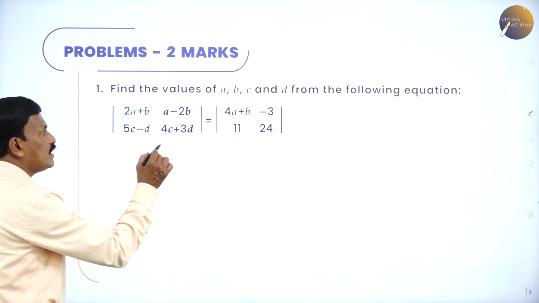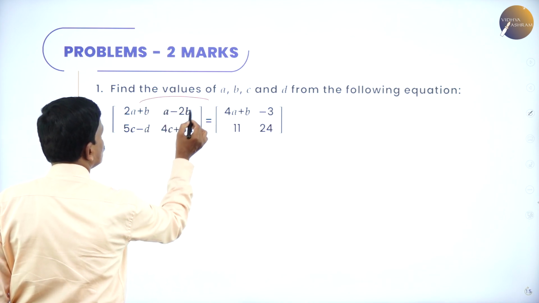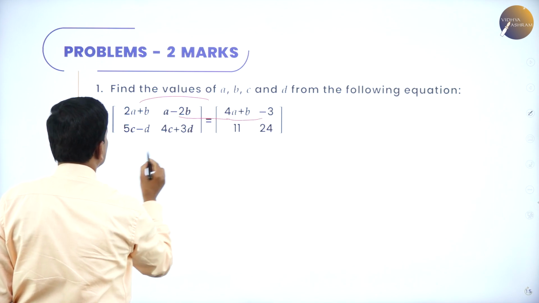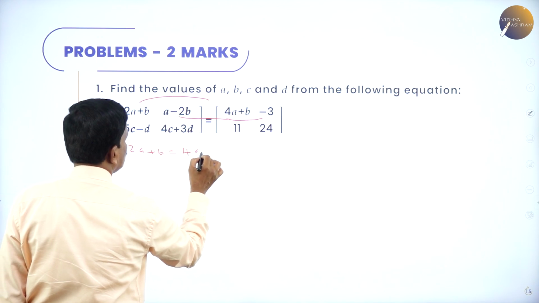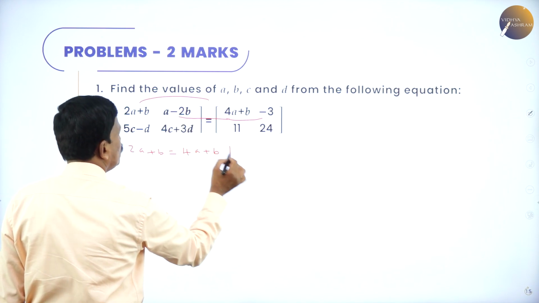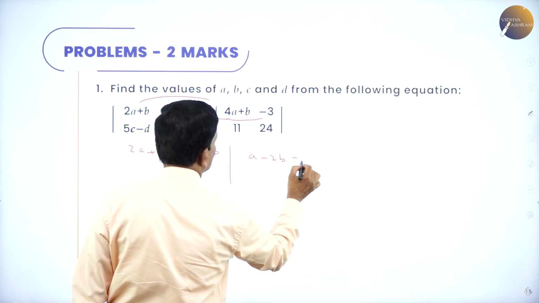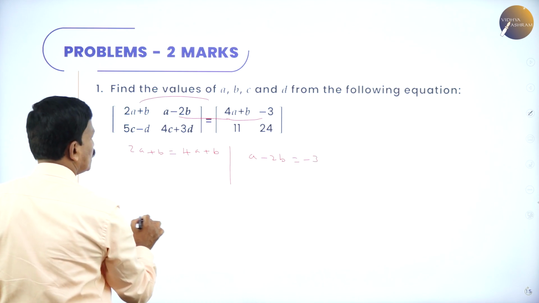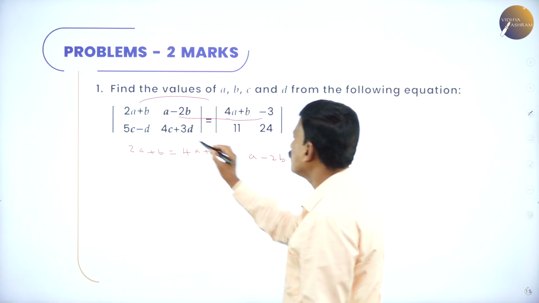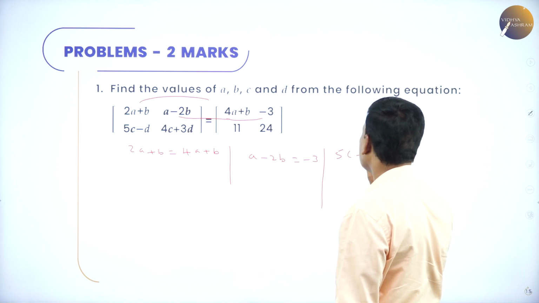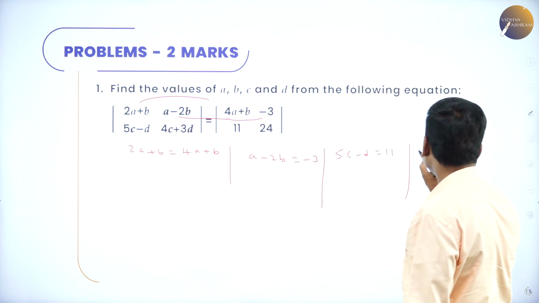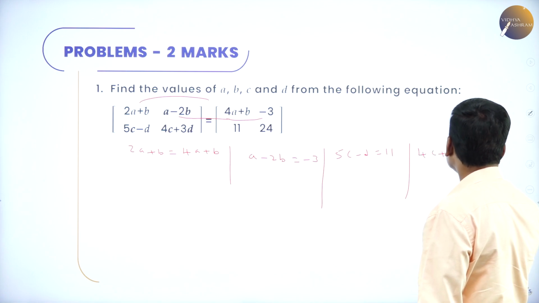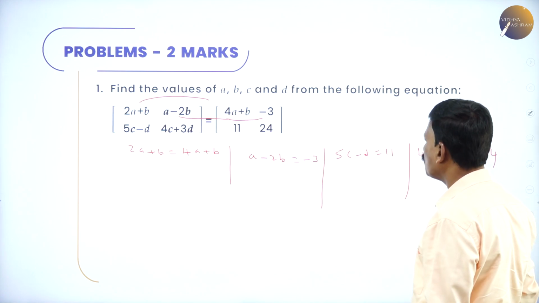Now by equality of matrices, let us equate these elements. So that is 2A plus B is equal to 4A plus B. Then A minus 2B is equal to minus 3. Then the third element, 5C minus D is equal to 11, and 4C plus 3D is equal to 24.